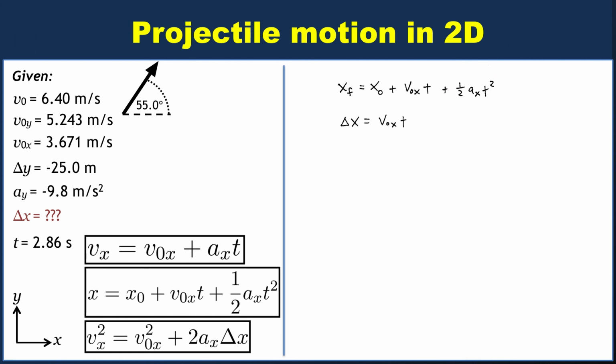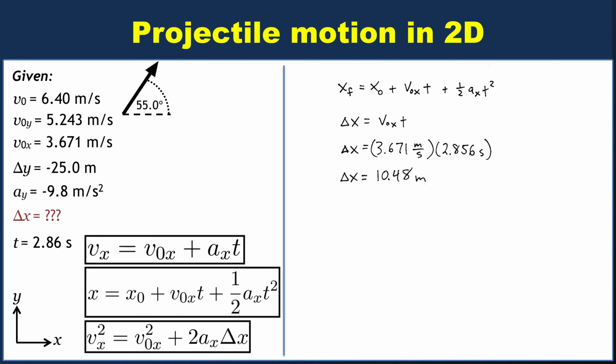Well, we know the value of v naught x because we decomposed the initial velocity. We know the value of the time because we already solved the equation of motion in the y direction, and of course time is a scalar. It's the same experience in the x and y direction. It doesn't have a direction itself. That means we can just plug in those two numbers. So delta x equals 3.671 meters per second times 2.856 seconds.